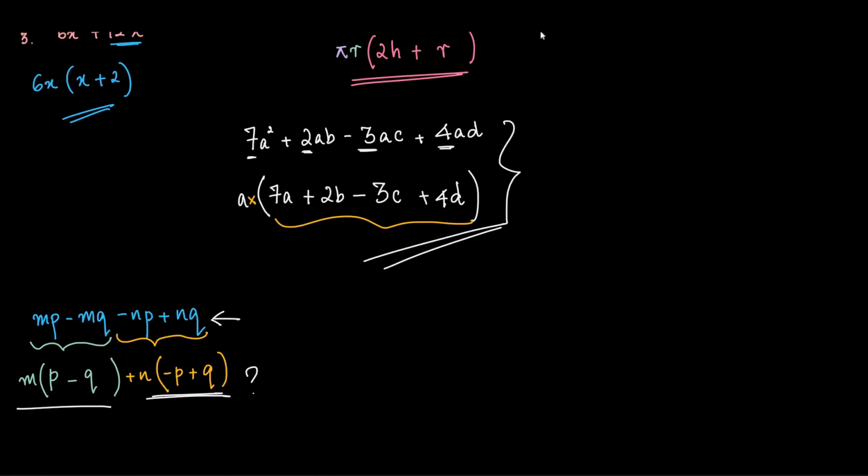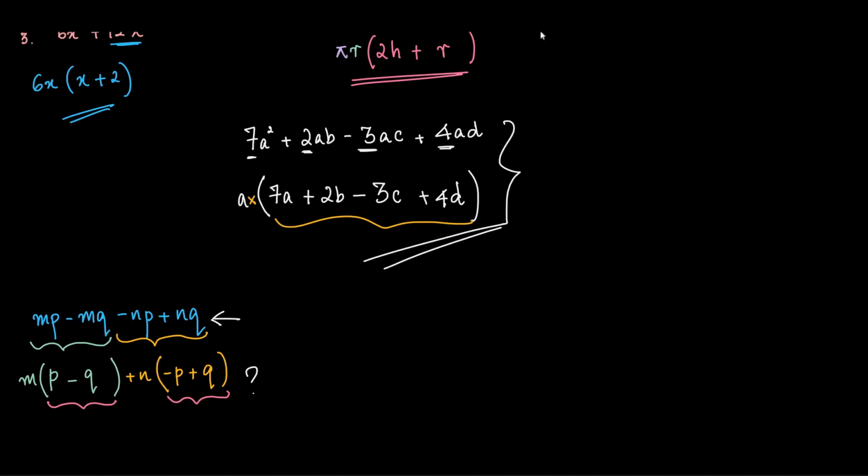So let's look at what that method is. That method is all about making these two brackets the same. At this moment, they're not the same. The first bracket has the expression p minus q. The second bracket has the expression negative p plus q. They're not the same, but the goal has to be to make them the same.